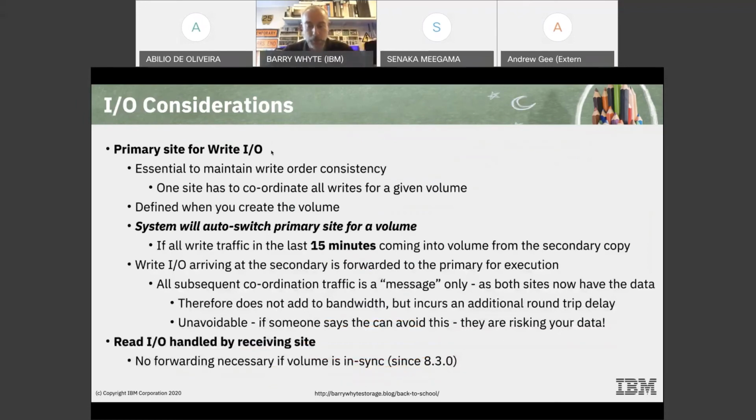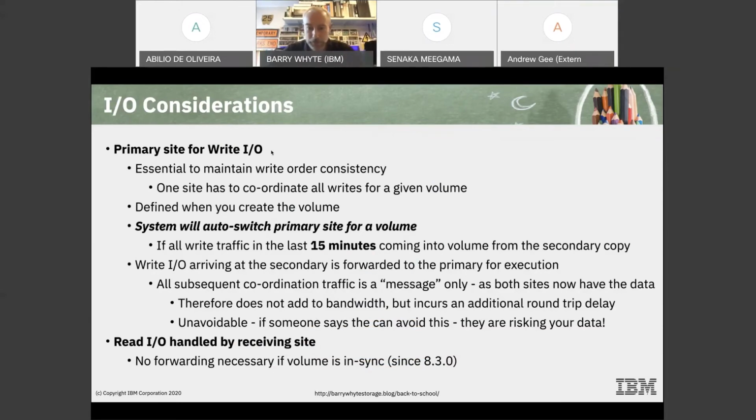One thing to note is if all I/O is coming in at the secondary, we assume that you've set it up wrong and that actually you wanted that to be the primary. And so in that case, we will automatically switch the primary ownership if all I/O for the last 15 minutes has come in at the wrong site or at the secondary site. So we'll try and rectify that and improve it.